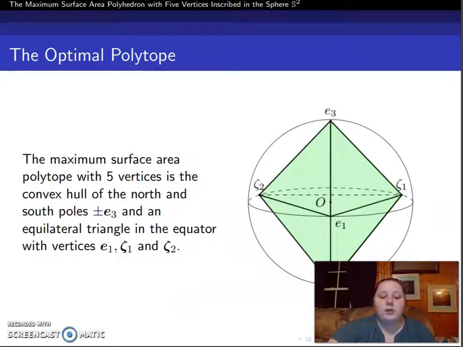This image on the right shows the maximum surface area polytope with 5 vertices, which is formed by taking the convex hull of the north and south pole, which is the positive and negative E3, and an equilateral triangle in the equator with vertices E1, zeta 1, and zeta 2, as shown right here.